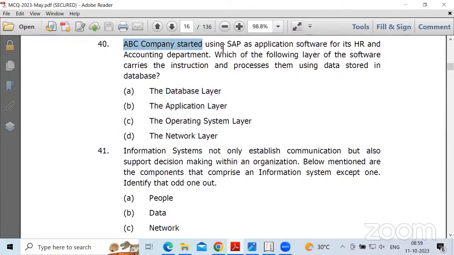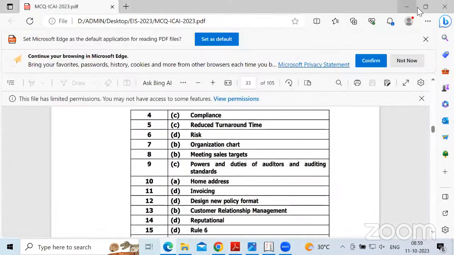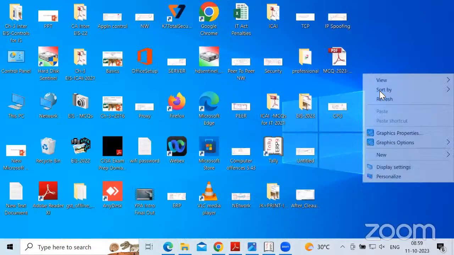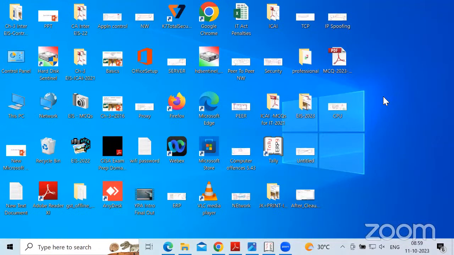Now I repeat the question. ABC company started using SAP, an application software for HR and accounting. Which of the following layers of the software carries the instructions and processes them using the data stored in the database? It is related to the database layer only. So thereby we were able to complete 40 questions. Though many questions are there, we will not be able to see the remaining part.